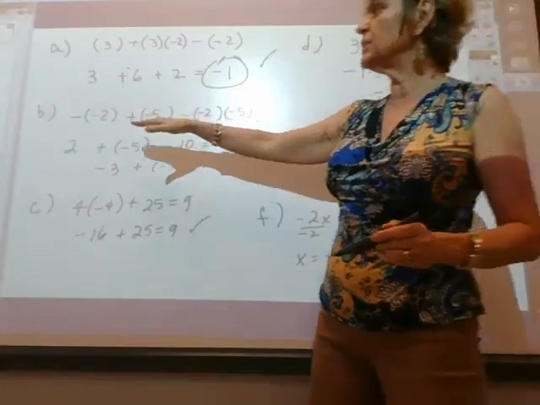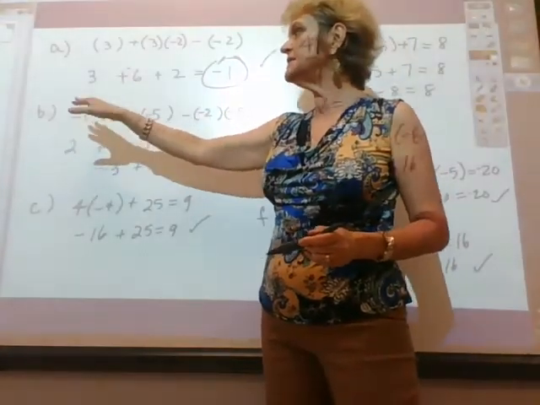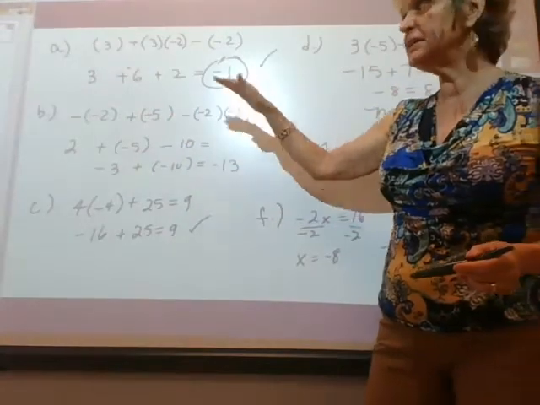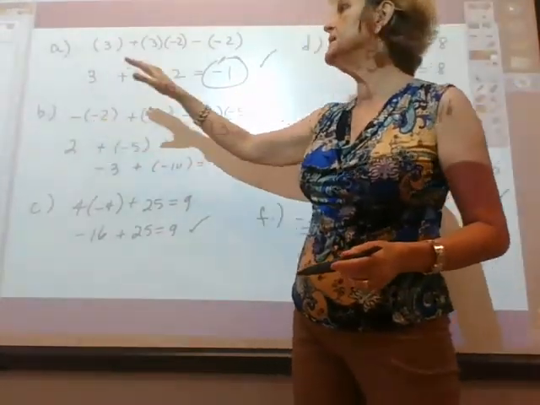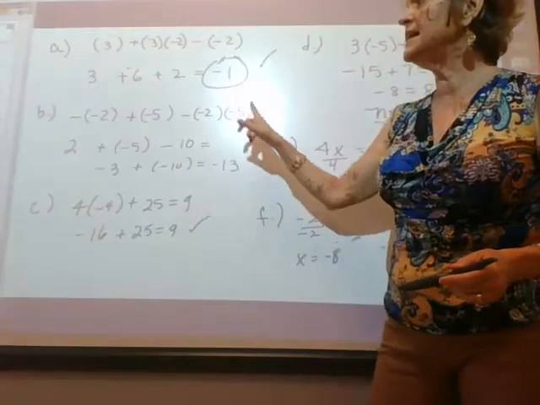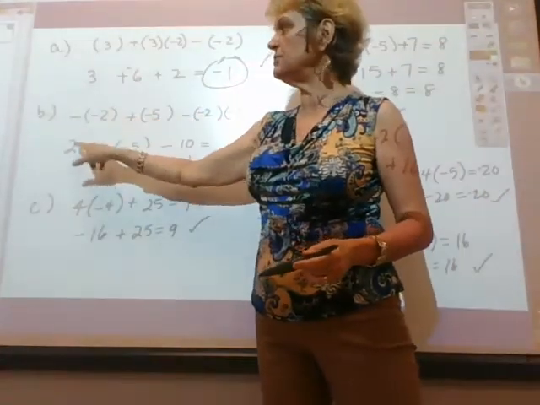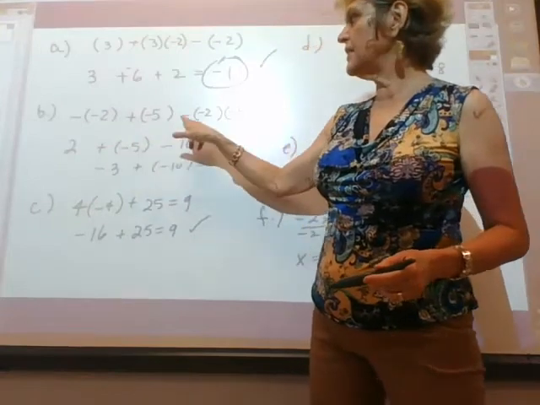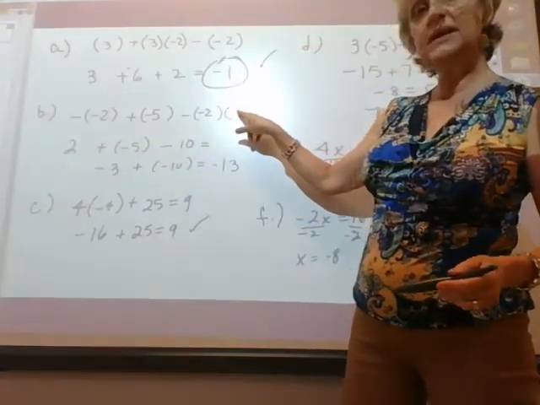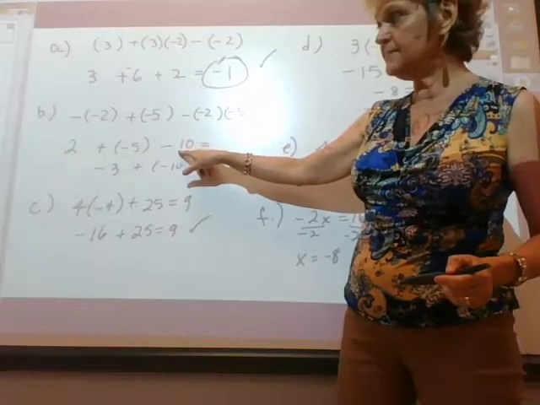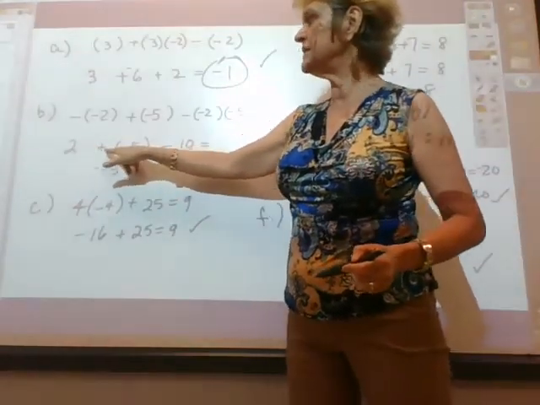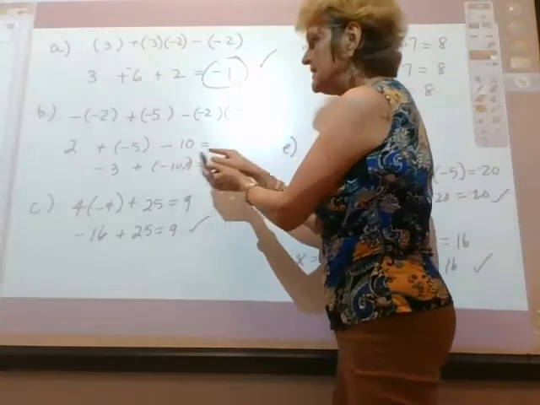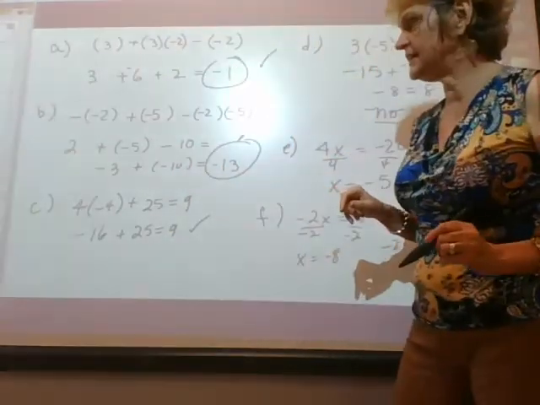All right, the next one, again, I did the opposite of m plus n minus m times n. I plugged in the -2 for m, the -5 for n. So I have a plus 2, negative, negative's positive, plus the -5, then 1, 2, 3 negatives gives me -10. All right, so 2 plus -5 is -3. Adding the opposite, and I get -13.